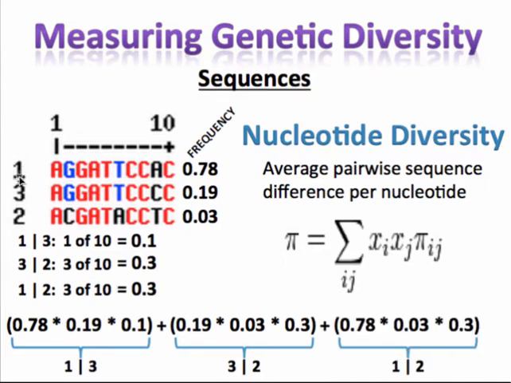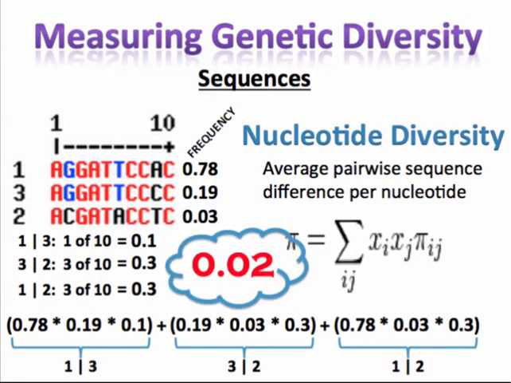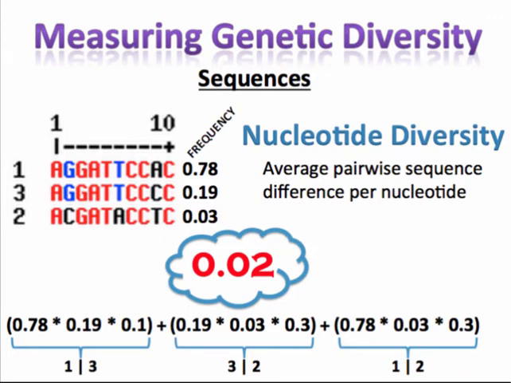Here again, you can see that between 2 and 1, there are 3 differences. Frequency of 0.3, so we put that here. We take the frequency of the first allele, which is 0.78, put it here. Frequency of the second allele, which is 0.03, put that here. So then we multiply these first, and then sum all of these, and we get the nucleotide diversity, which is 0.02, or 2%. So what does this actually mean?